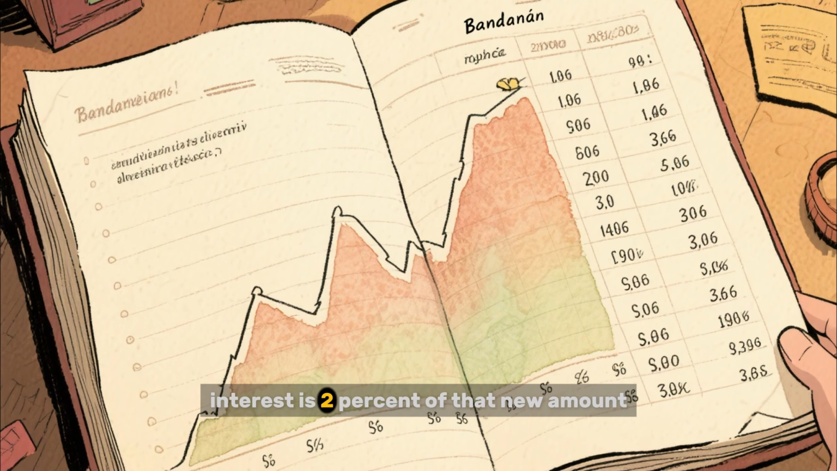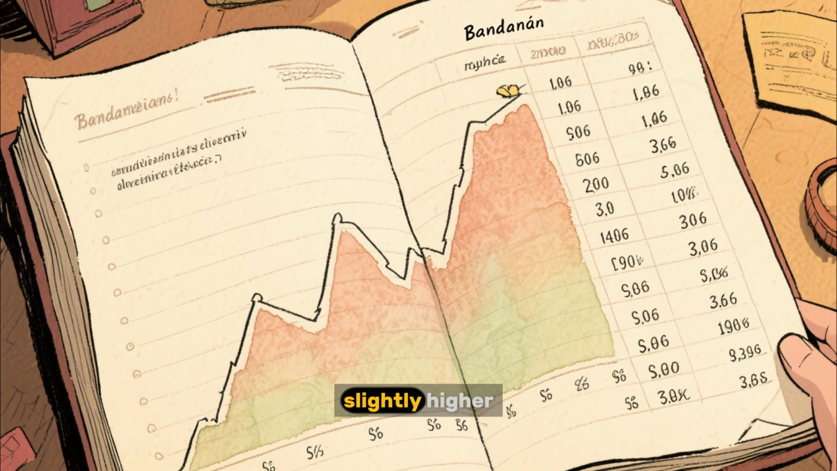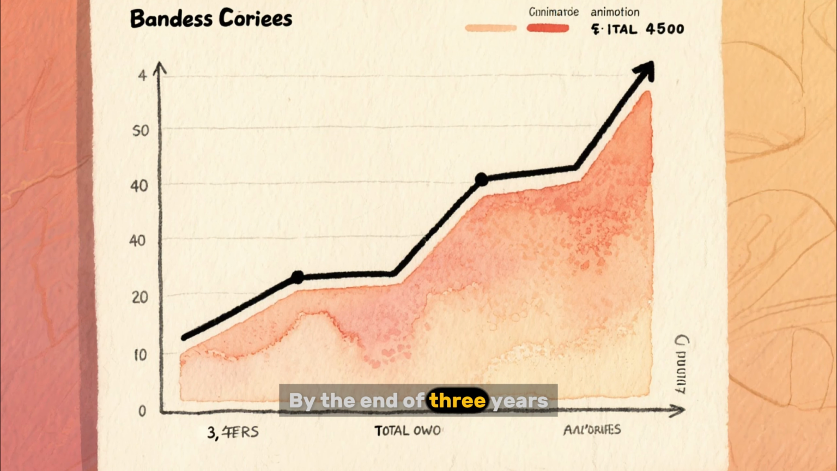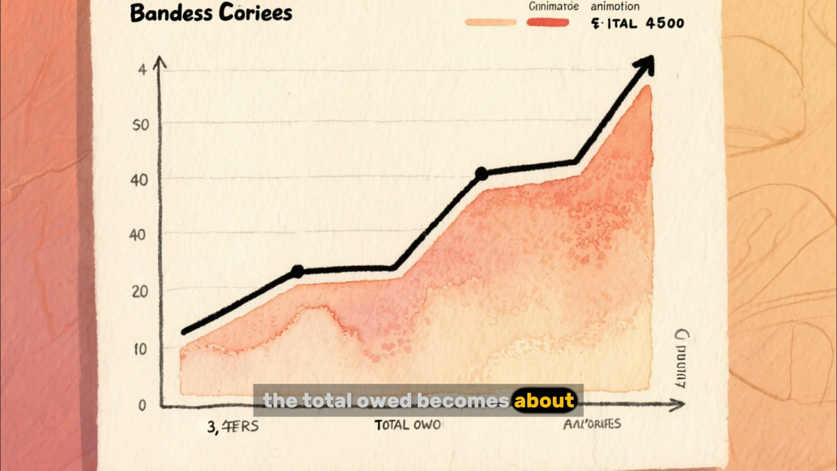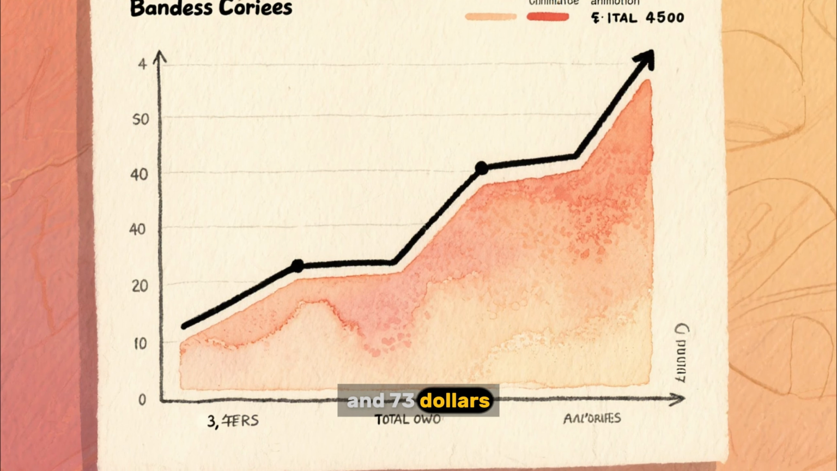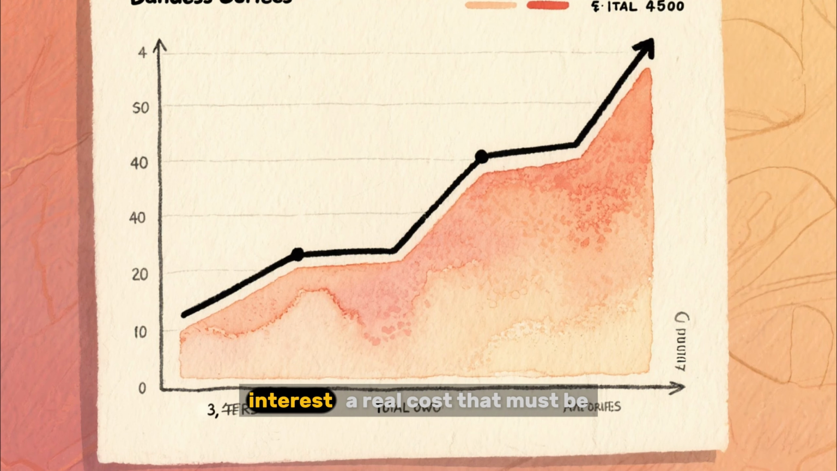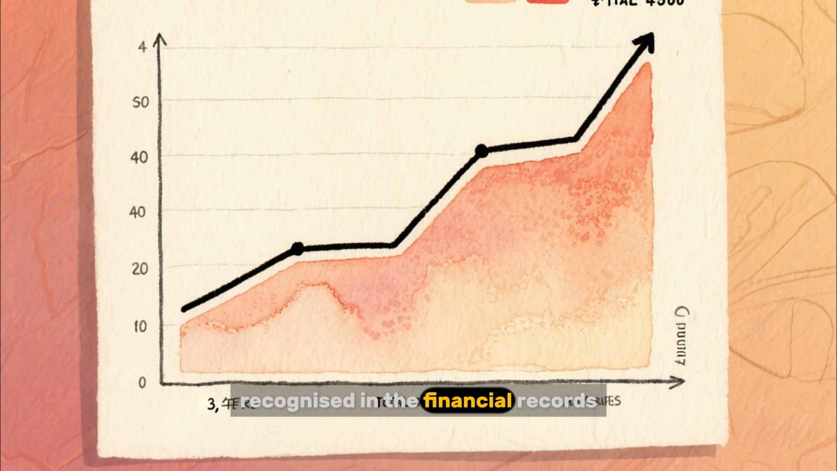Next quarter interest is 2% of that new amount. That is $2,040, slightly higher. The entry repeats, growing a little each time. By the end of 3 years, the total owed becomes about $125,973. That extra $973 came from interest on interest, a real cost that must be recognized in the financial records.